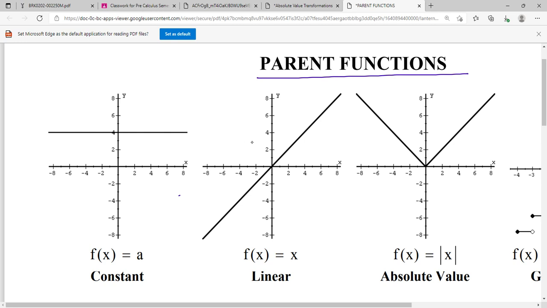So the first one we're pretty familiar with. This is the constant parent function, so that's f of x equals a. And a could be any number. So for example, this one would be f of x equals 4, right? So no matter what x is, f of x is always 4. And remember that f of x can be replaced with y, right? So we've seen this before. This is just a horizontal line function. This is y equals, right? So if we had, no matter what x is, no matter what y is, x always equals 4, right?